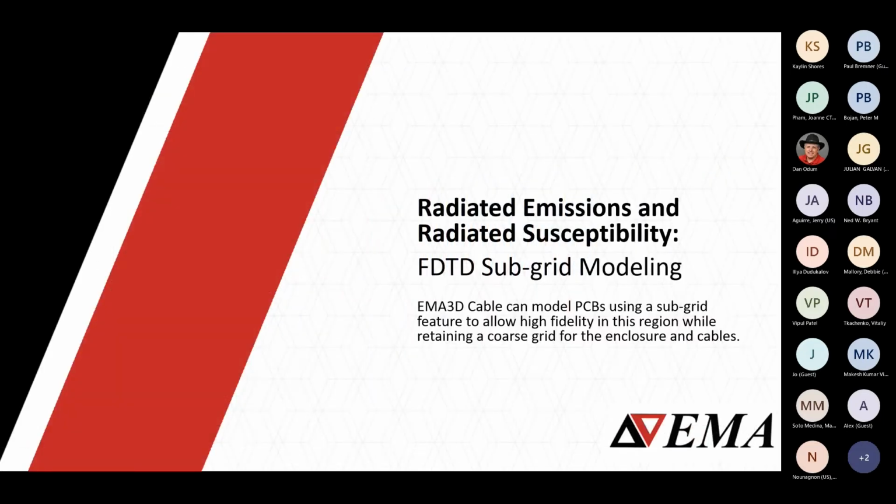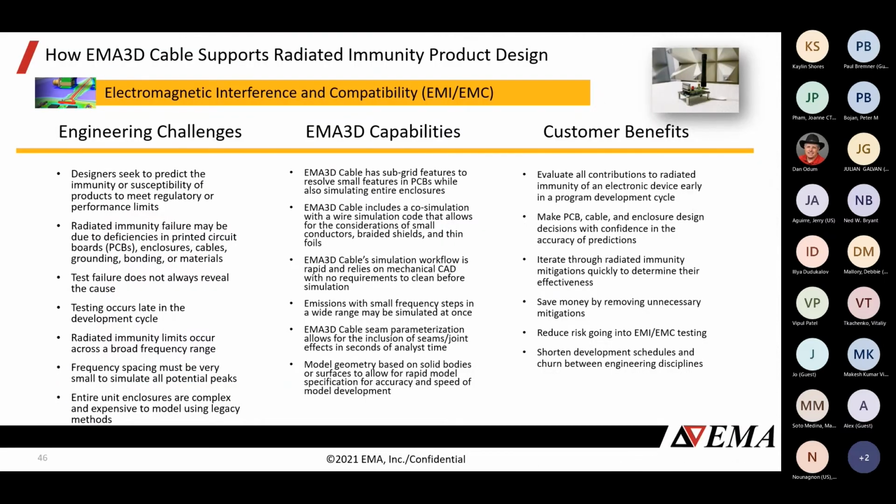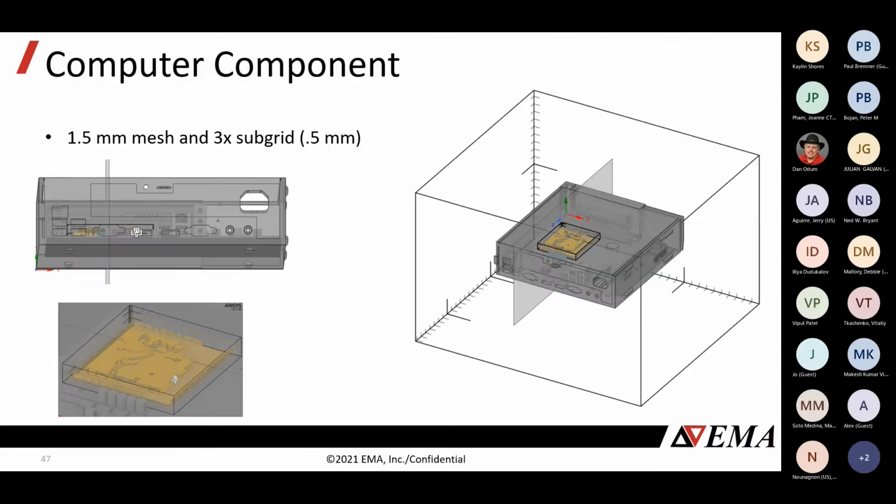Okay, let's talk about subgrid meshing. There are times when we want to take our voxel mesh and have a smaller mesh in some locations and a bigger mesh in other locations. Specifically, radiated immunity. We want to be able to illuminate our equipment with an external antenna and make engineering judgments on whether we're going to have upset or damage in that equipment. It's a very complex problem, and in the past, full device immunity was thought elusive or impractical. With EMA3D Cable, we make that more cost effective and time efficient, so that we can actually attack the problem.